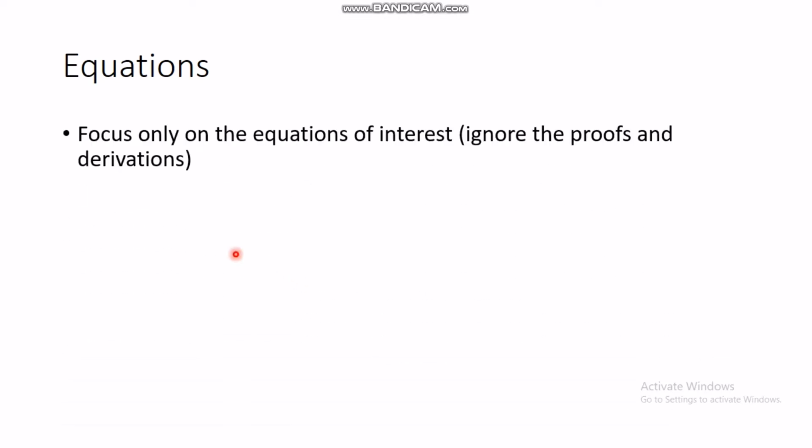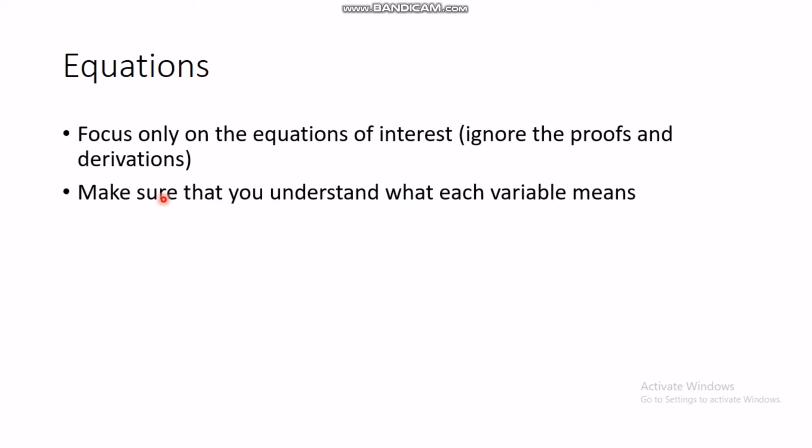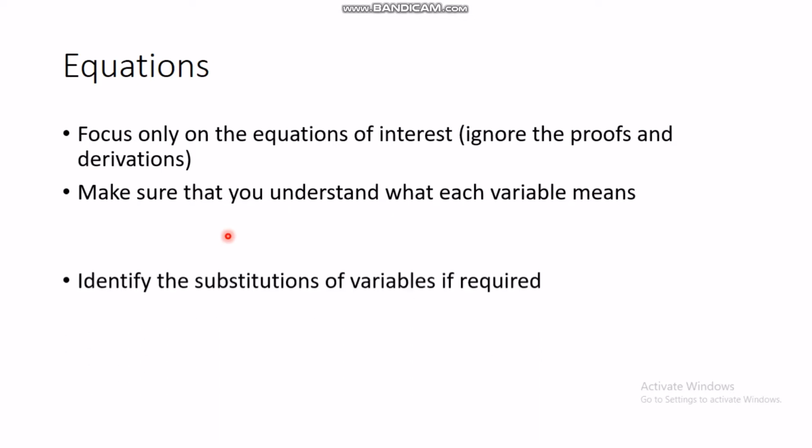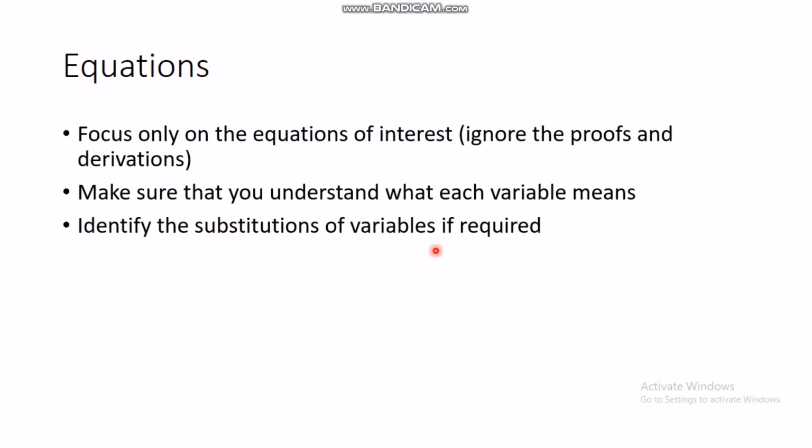In the equations, focus on the equations of interest only. You can ignore the proofs and the derivations while you are trying to simulate the paper. Make sure that you understand what each variable means. The paper should be describing all the variables for you. Identify the substitutions of variables if required. Sometimes a variable in an equation is described by another equation in the paper, so you have to be careful where all the variables are and how they are defined.